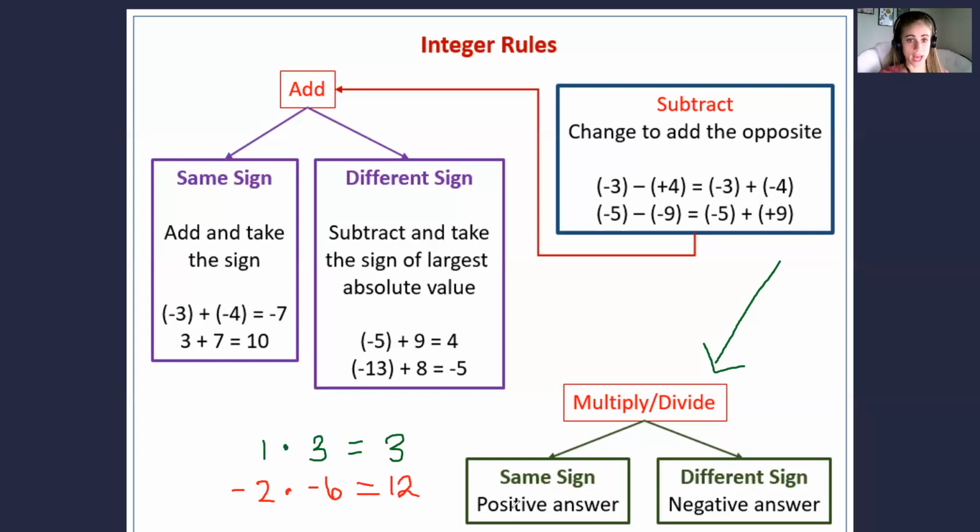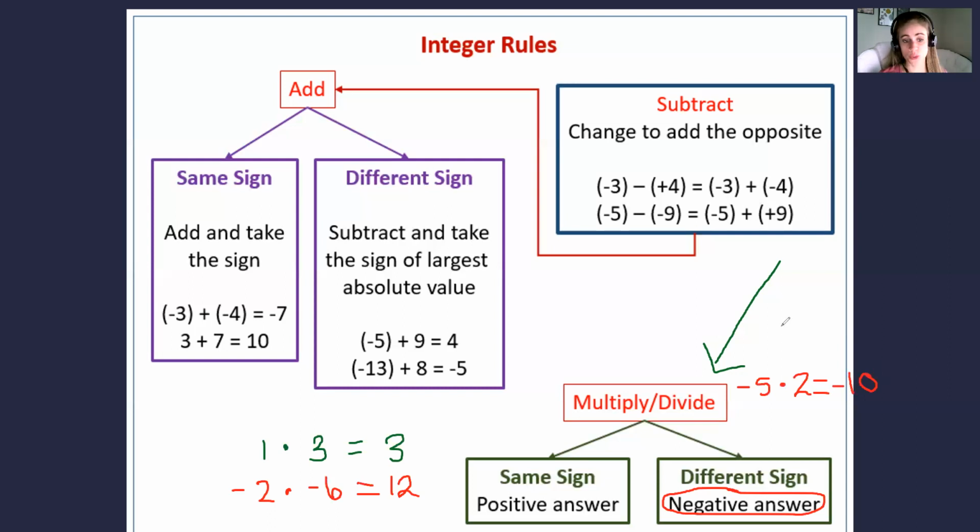The flip side of that is, what if your signs are different? You have one of each. Well, if you have different signs, then your answer will be negative. For example, if we had a negative 5 times a positive 2, their signs are different. The 5 is negative, the 2 is positive, which means our answer is a negative 10.